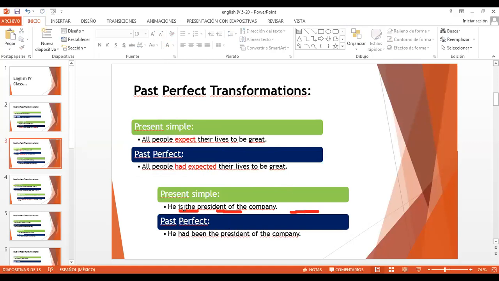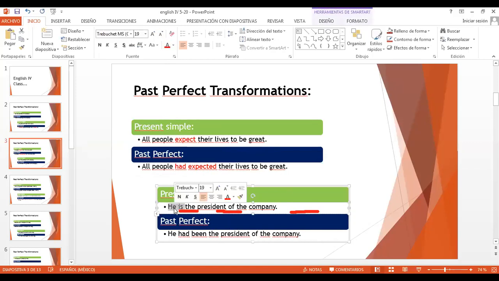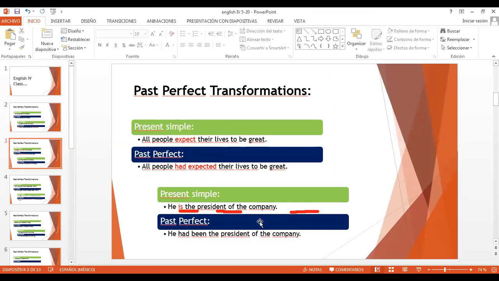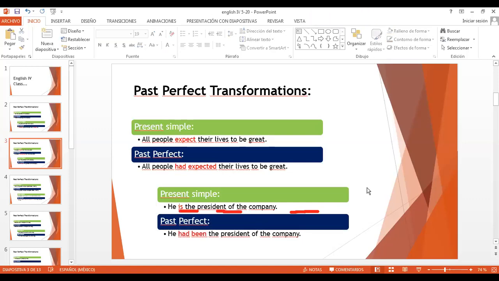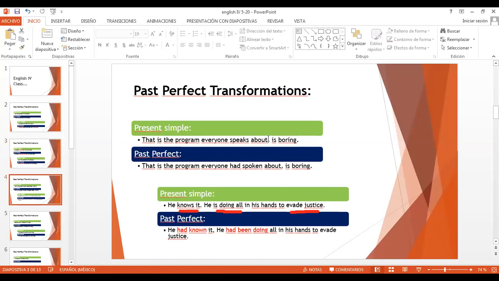Lo mismo ocurre con he is the president of the company. En el presente, él es el presidente de la compañía. Ahora, ¿qué tal si ya no lo es y le está platicando a unos compañeros que él había sido parte de la compañía y fue el presidente? Entonces ya no es to be, ya no es is, he had been the president of the company. Going back, una vez más, the difficult part here is to detect when the parts are active, cuando las partes están activas, como en este ejemplo, que estuvo un poco tricky.